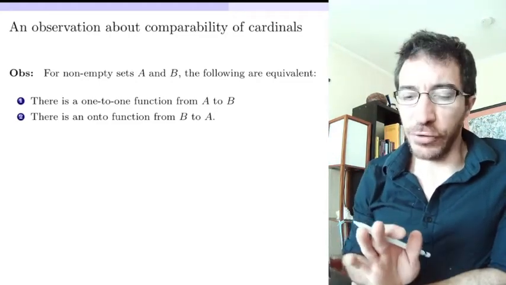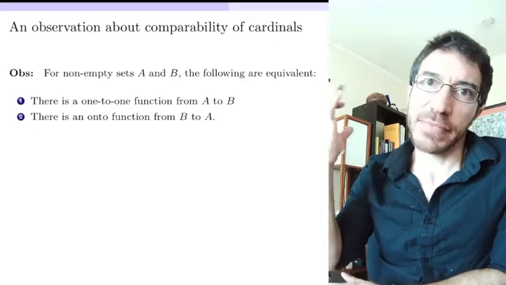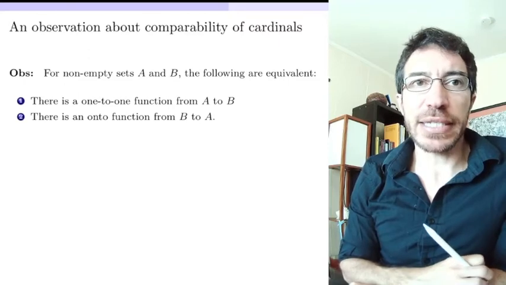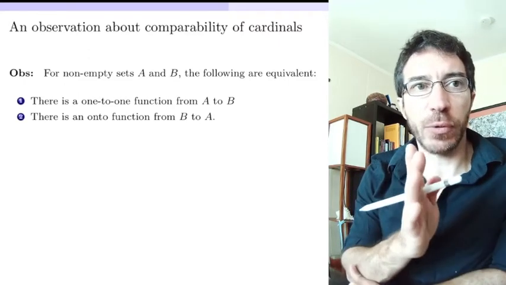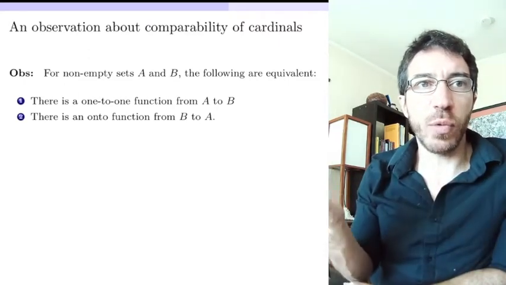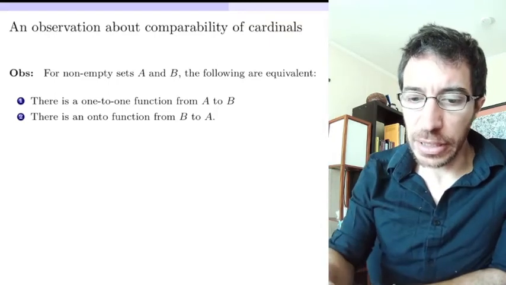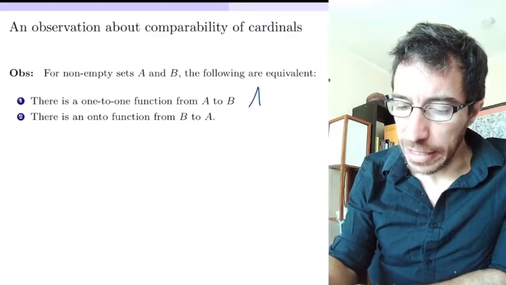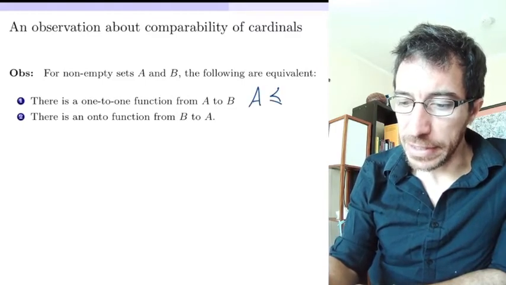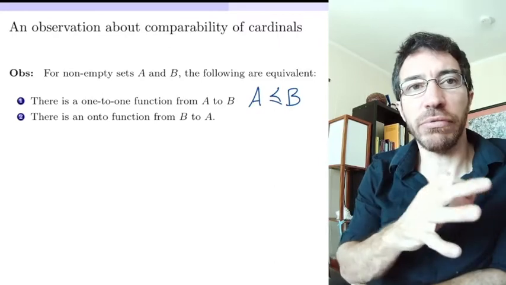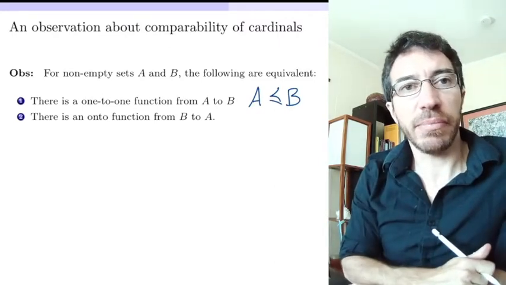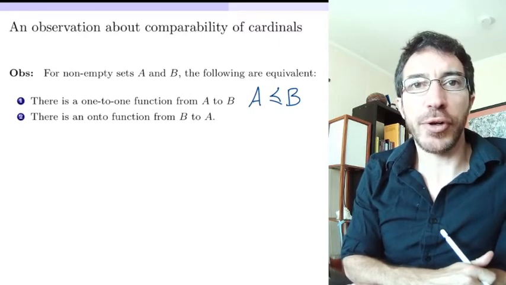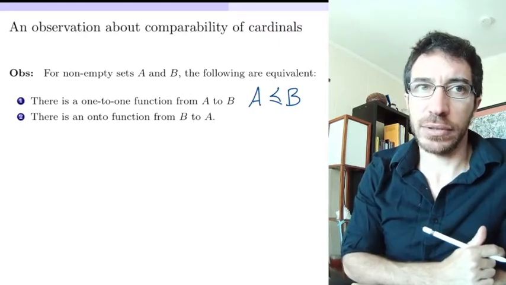And it's the following, which probably most of you thought about before, I guess, doing the homework. If you have non-empty sets A and B, the following are equivalent. One is that there is a one-to-one function from A to B, and that's what we were denoting by A being dominated by B. It's a one-to-one function from A to B. A is dominated by B. And the other one is that there is an onto function from B to A, backwards, okay?